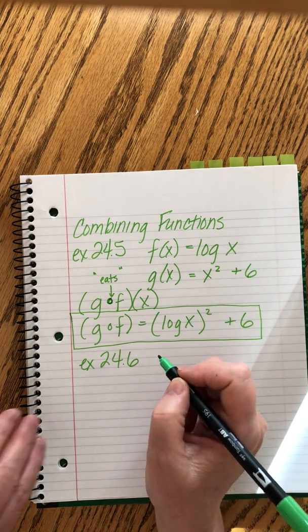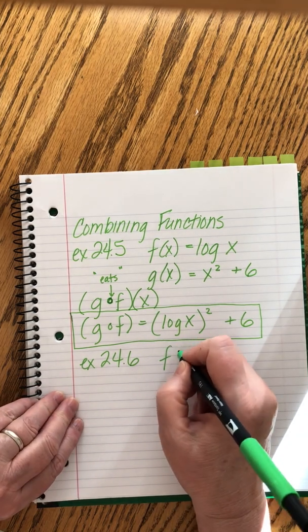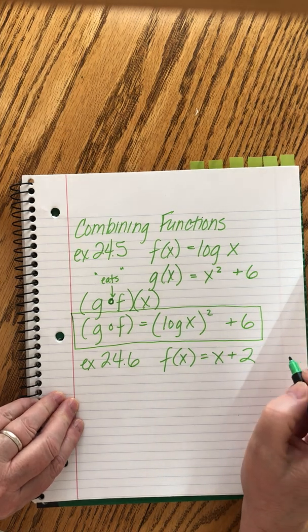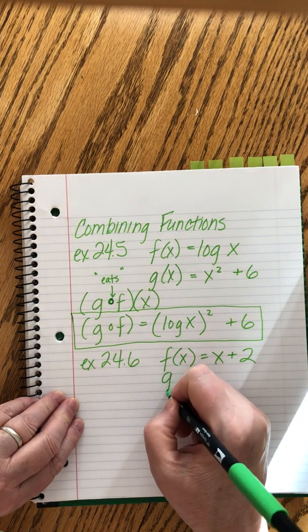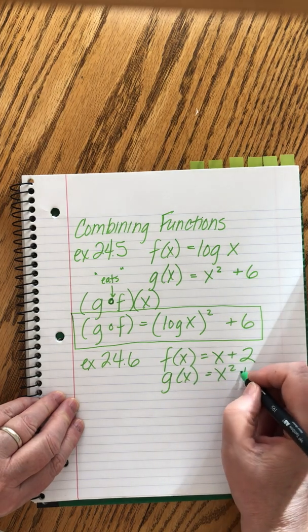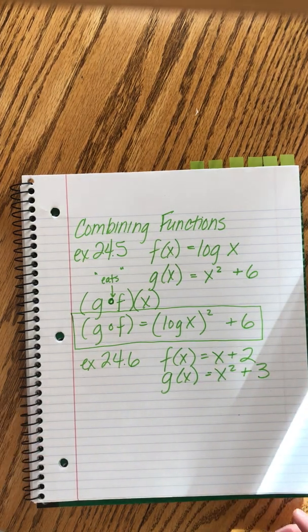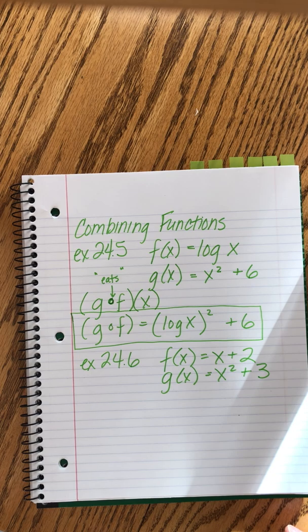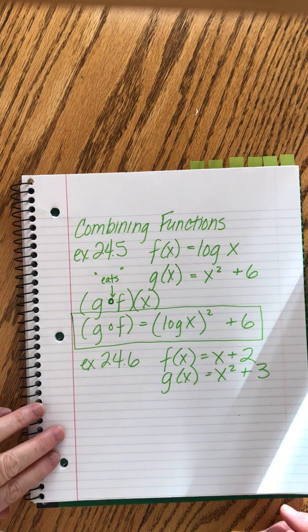Here are our two functions. Ready? F of x equals x plus 2. Oh, that looks so much more manageable, right? And g of x equals x squared plus 3. Now we're going to combine them in 4 different ways. We did the most complicated combination right there. Now we're going to experiment with the simpler ones.